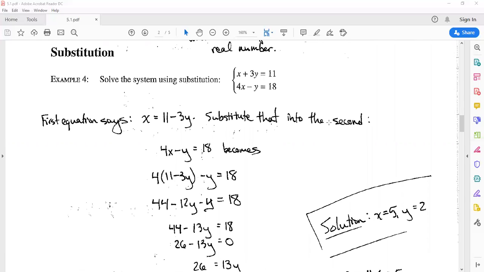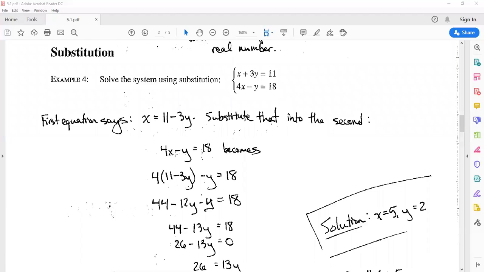But this method, I think, is actually surprisingly useful in this course. So we will definitely want to keep using this one anytime that we can. So they give us here the system of equations where the first equation is x plus 3y equals 11, and the second is 4x minus y equals 18. And notice just right off the bat, I can take the first equation and solve for x in terms of y. And in particular, x equals 11 minus 3y. Now I have a nice expression for x.